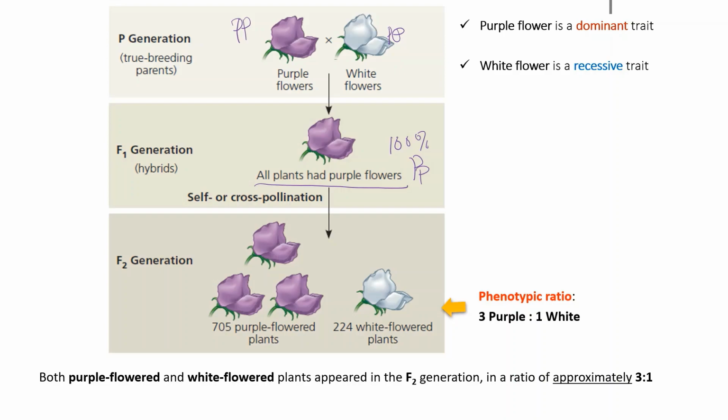The F1 generation will then undergo self-fertilization or cross-pollination and produce the F2 generation. In the F2 generation, as shown in the diagram here, it produces both phenotypes. The offspring produce both phenotypes, purple and white flowers, in the ratio of 3:1.